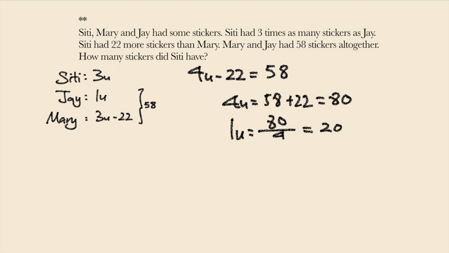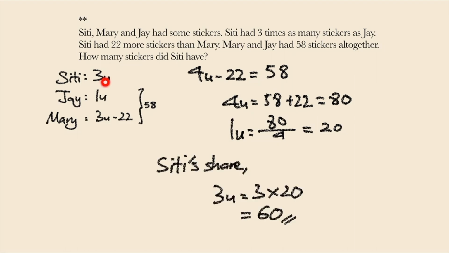Question, how many stickers did Sissy have? We're interested in 3 units up here. So if 1U is 20, 3U is 60.